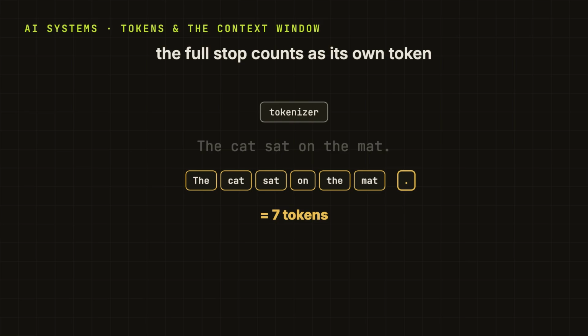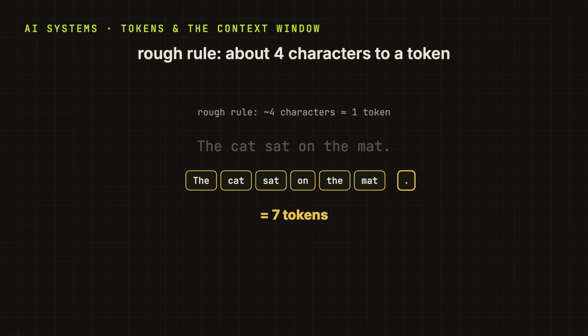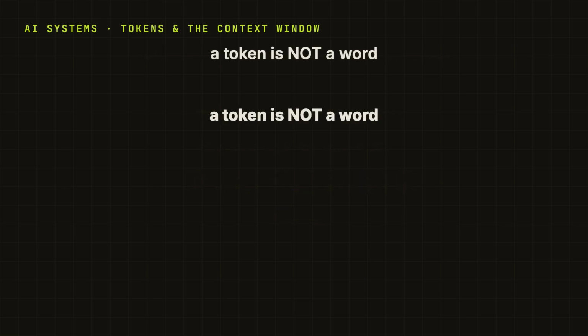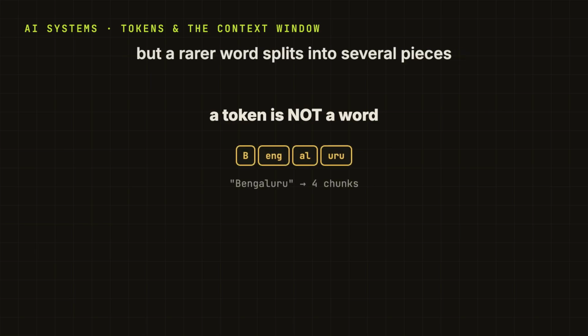Rough rule of thumb, in English at least, about 4 characters to a token. So a token's usually a little less than a whole word. Now, here is the part that trips people up. A token is not a word. Common little words, cat, the, is, those are each one clean token. Fine. But a rarer word, a long one, a typo, a bit of code, those split into several pieces. Bengaluru comes out as 4 chunks.